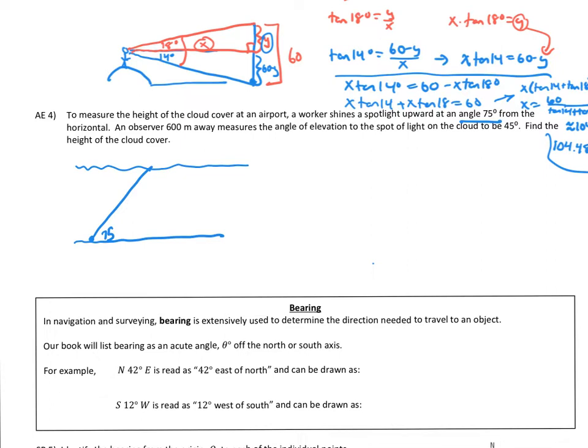We have an observer who is 600 meters away, measuring the angle of elevation to this spot of light. Let's kind of highlight that in gold. So we have the angle of elevation to that spot, 600 meters away, and that is a 45-degree angle of elevation. Our goal is to find the height of the cloud cover.